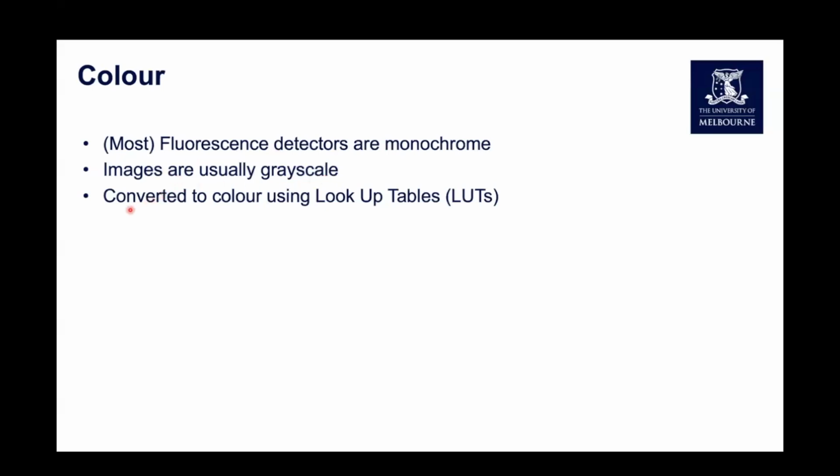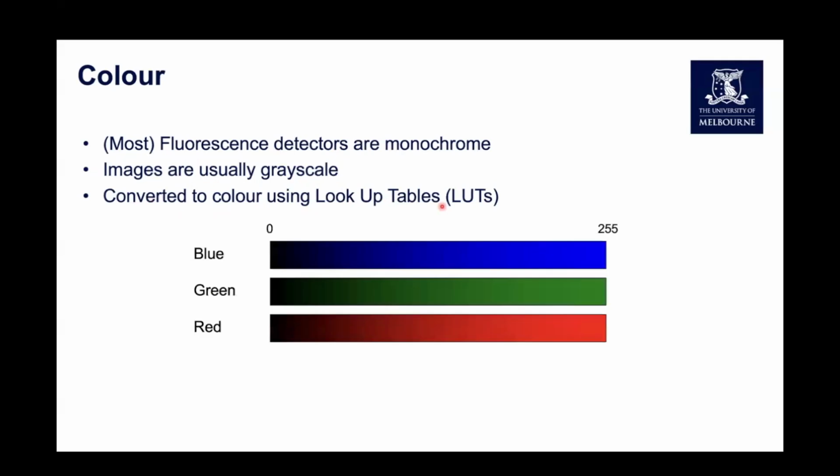So what we're doing by adding color is using something called a lookup table. Now, these are three examples of the most commonly used lookup tables. So we've got the blue, green, and red lookup table on an 8-bit range from 0 to 255 grayscale values. And this is a linear range between black and bright blue in the blue case, black and bright green in the green case.